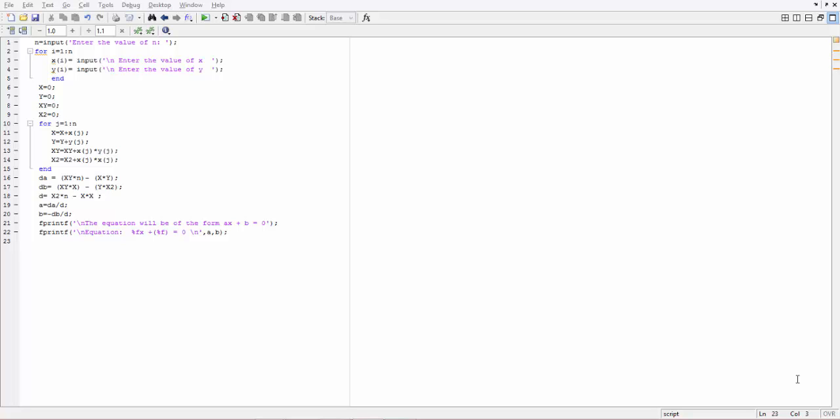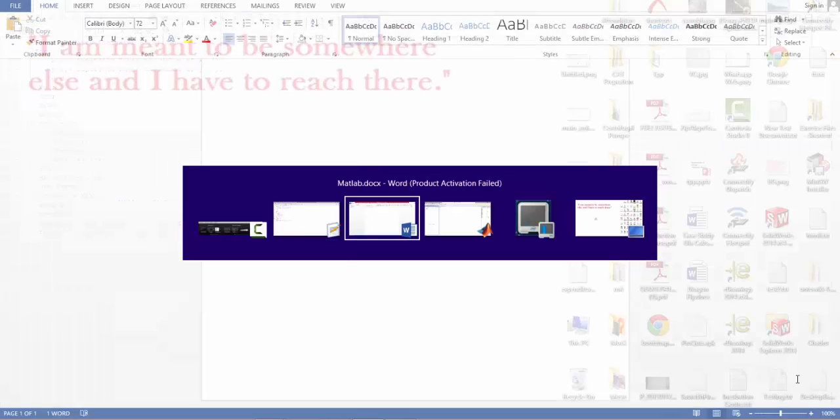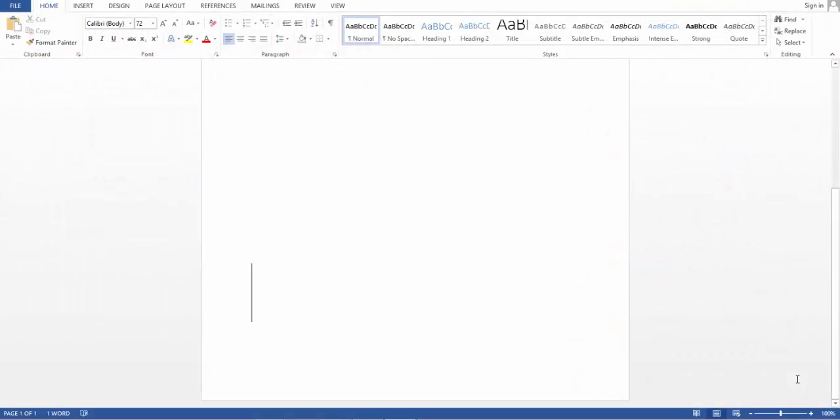Hi friends, I am here to explain the MATLAB code for curve fitting. Curve fitting can be done in various methods. The first of all methods is the straight line method. As you know, a straight line can be represented in the form y is equal to ax plus b. I am going to teach you the code for this equation today.